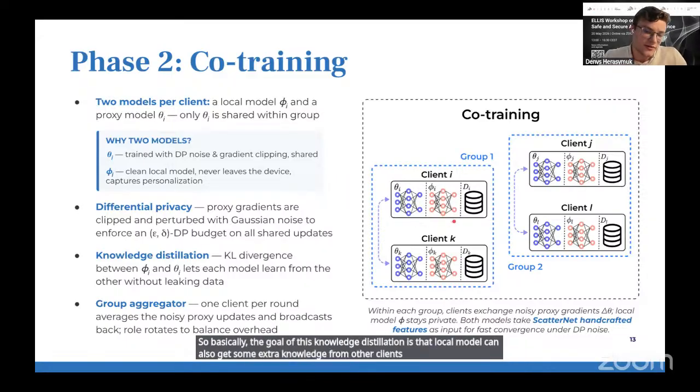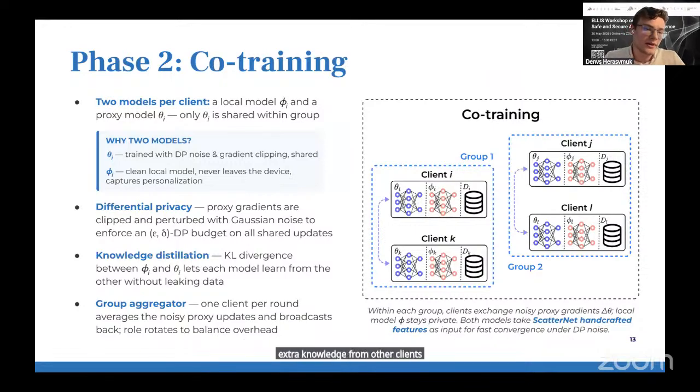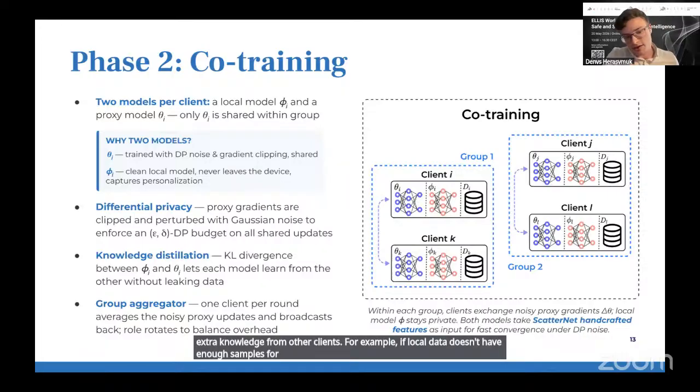Since it only trains on local data, it should use some way to extract extra knowledge from other clients. For example, if local data doesn't have enough samples for specific classes, this knowledge distillation from the aggregated proxy model can help us get this knowledge and make the model more performant.